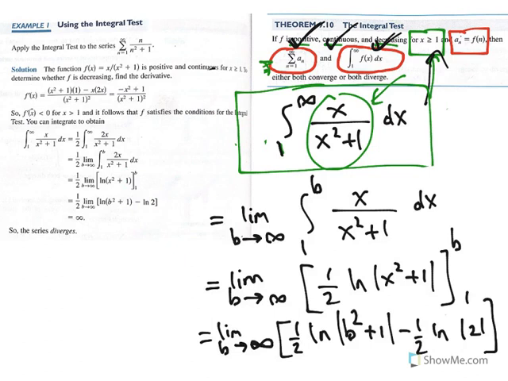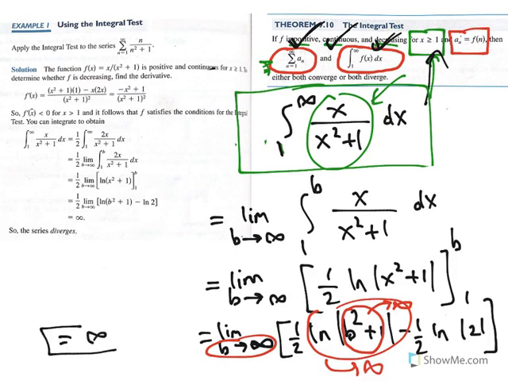And we saw that this particular improper integral will diverge because as b goes to infinity, b squared will go to infinity, so the argument of the logarithm will go to infinity and natural log will go to infinity. So this limit does not exist, and because the limit does not exist, the improper integral diverges by definition.